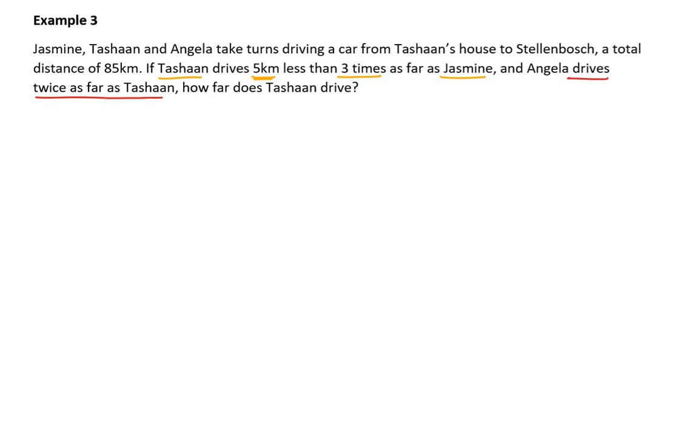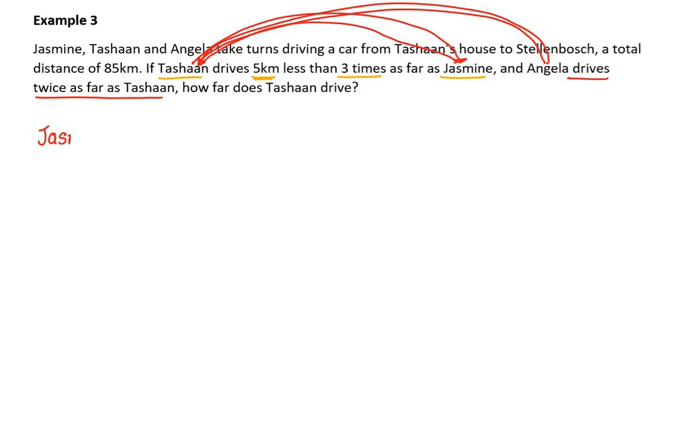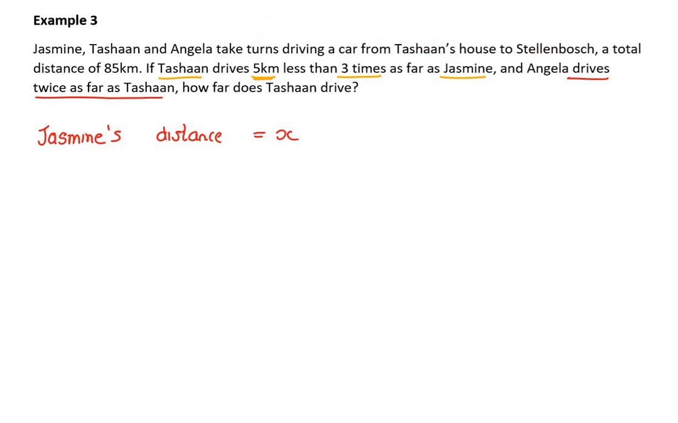Okay, well, someone has to be x. So let's just see here. Tashawn depends on Jasmine, because you've compared the distance to Jasmine. And Angela, you've compared to Tashawn. So Angela depends on Tashawn, and Tashawn depends on Jasmine. So I think it would make sense to make Jasmine equal to x. So Jasmine's distance that she drives, we're going to make that equal to x, simply because then Tashawn is going to depend on that x, and then Angela is going to depend on Tashawn. So it's almost like dominoes.